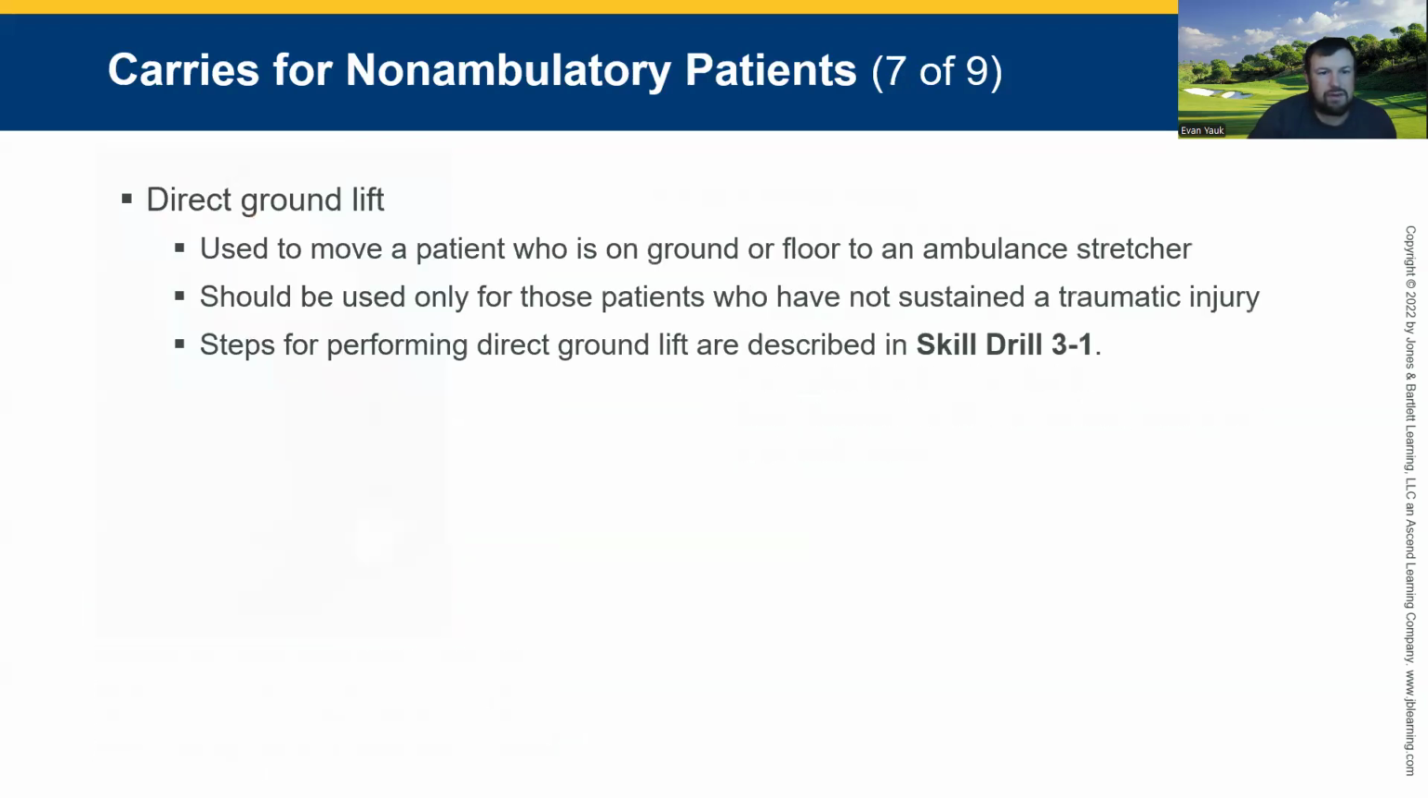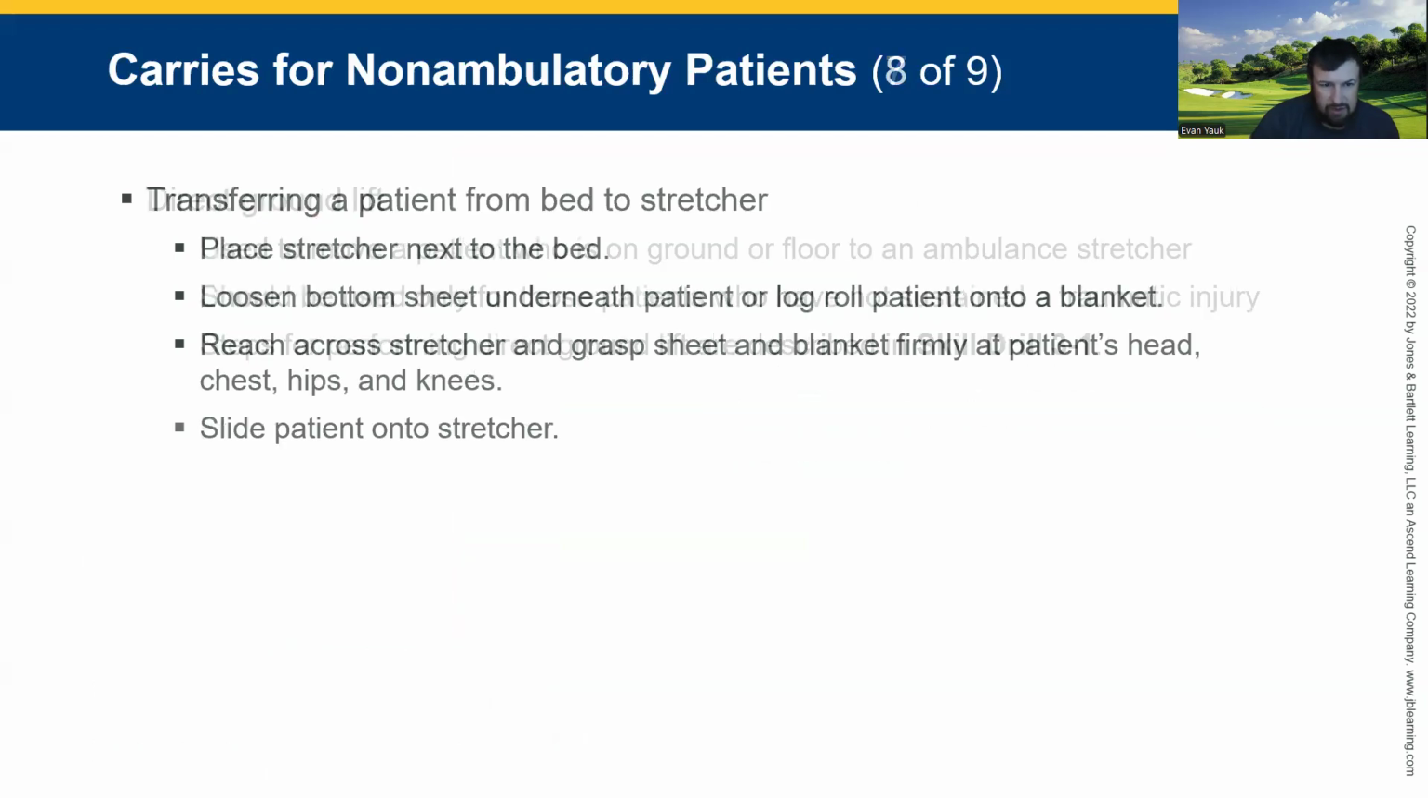Let's see. Direct ground lift. Used to move patients who are on the ground or floor to an ambulance stretcher. Should be used only for patients who have not sustained traumatic injury. So if they have a traumatic injury, we're not going to do this.